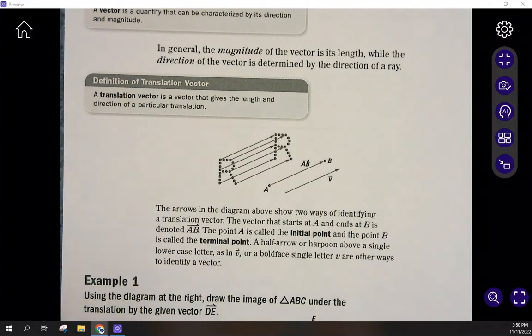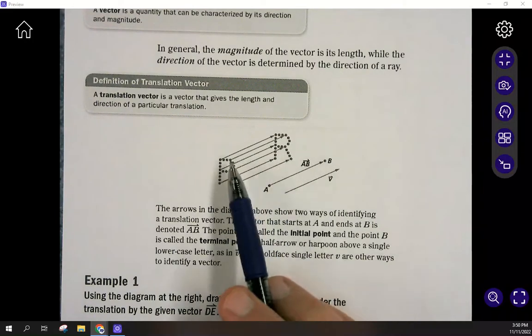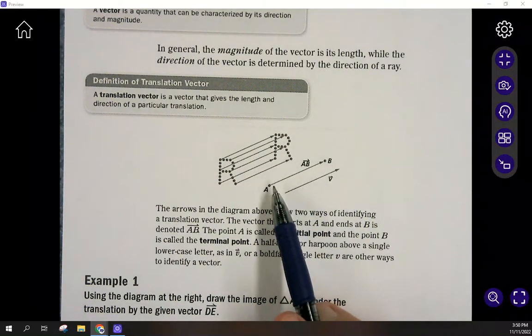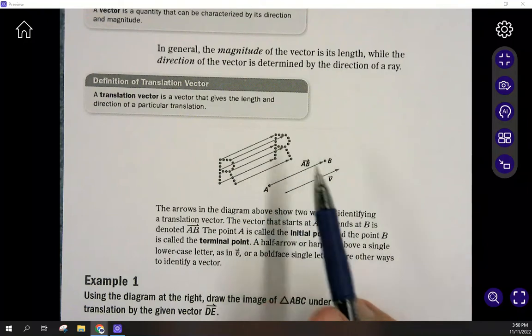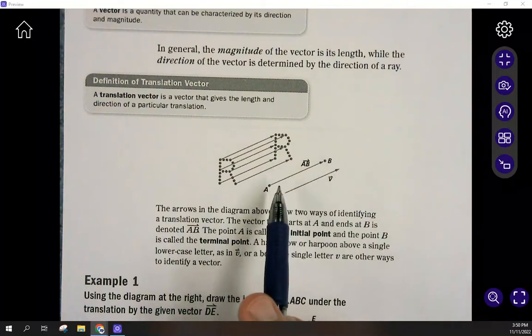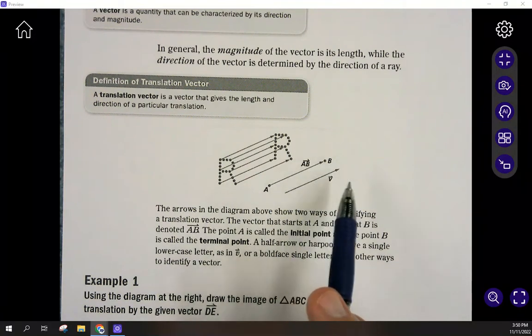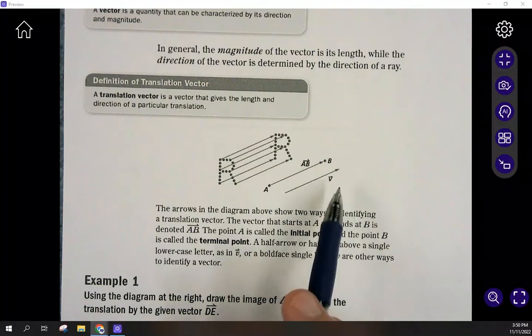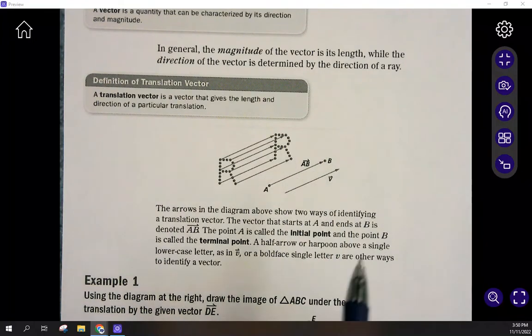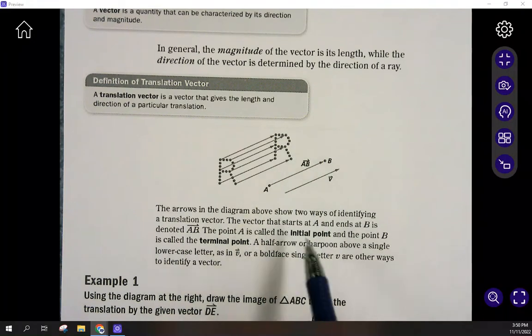Now, it's not just the length, it's also the direction. You can see these arrows are pointing the exact same direction as we moved every single one of these points. So the length of this line shows you how far the translation is going to go, and the direction points you the right way as well. If we have it set up with an A and a B, the A is called your initial point and B is called your terminal point. You see this little half arrow, and they say it also could look like a harpoon, above it. That's the symbol for a vector. So if we're going from a point to a point, you'll see it represented with AB and that vector symbol on top.